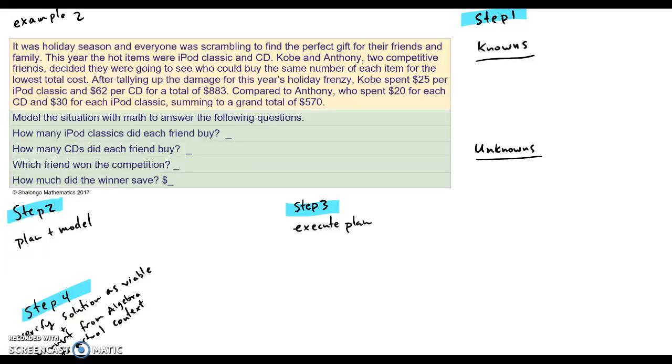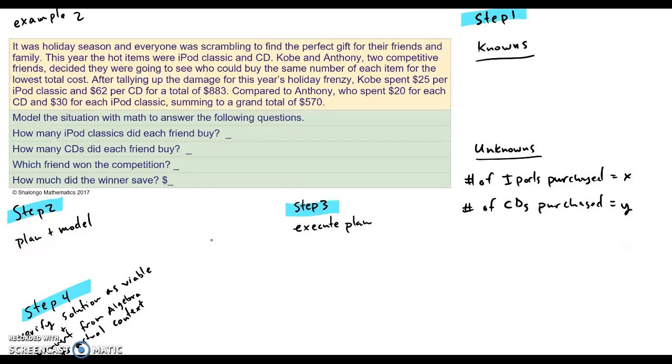So let's go ahead and identify the things that we don't know by reading the questions it's asking us. How many iPod Classics did each friend buy? How many CDs did each friend buy? So we've got number of iPods purchased, and we've got number of CDs purchased. We can go ahead and assign variables to these. So arbitrarily, I'm going to make this X and I'm going to make this Y.